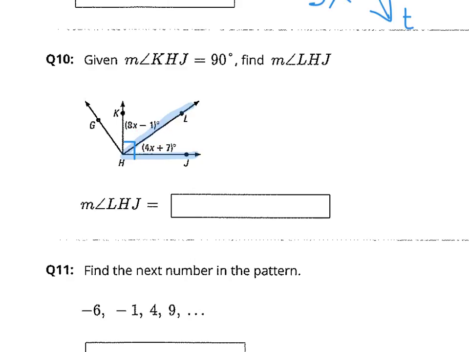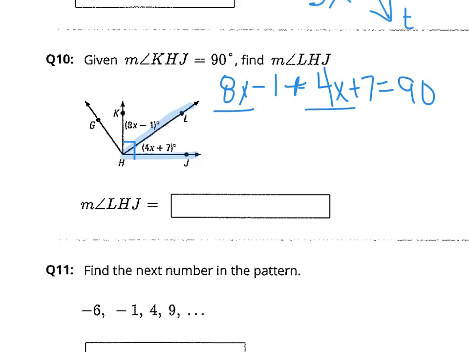So if you're setting up your equation, I'm going to say 8x minus 1 plus 4x plus 7 equals 90. Make sure you combine like terms, okay? And then start getting x by itself. Once you've solved for x, plug it back in for here, this 4x plus 7. Plug it back in here, work this out, and that'll tell you how many degrees this angle is. That's what they're looking for here.